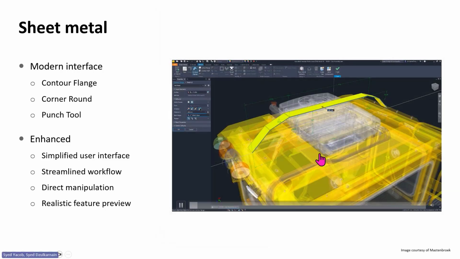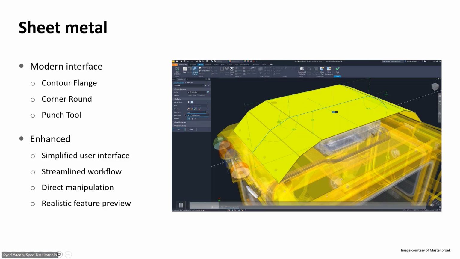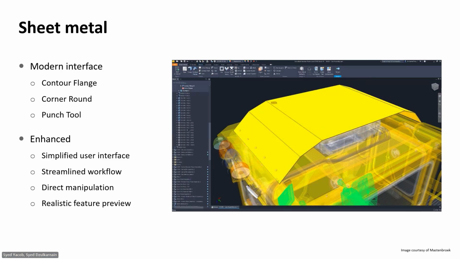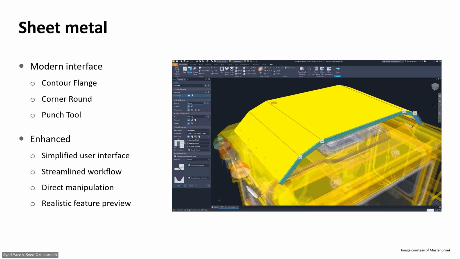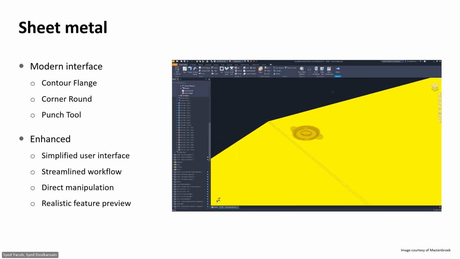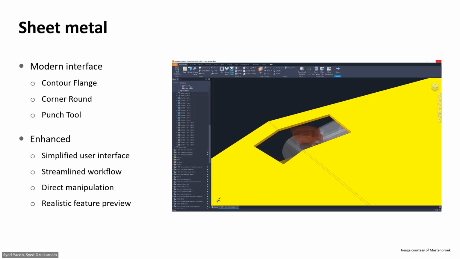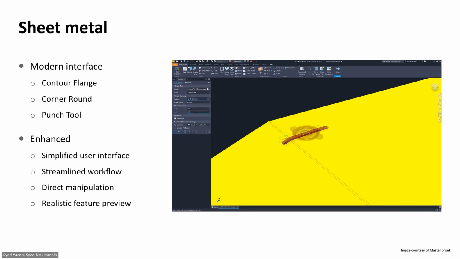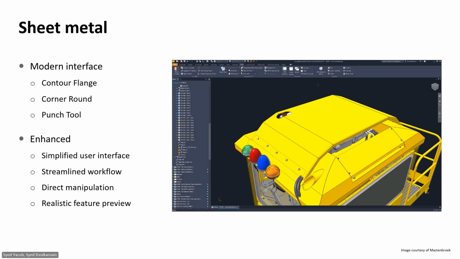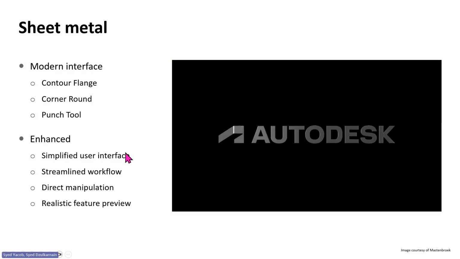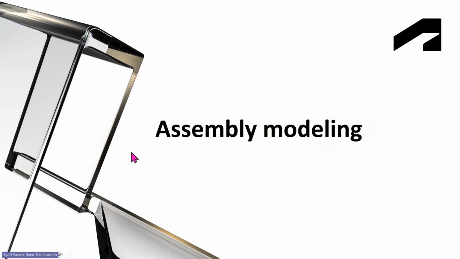Okay, so let the video explain itself. So that's on sheet metal. Next is assembly modeling. Let's see if we have any questions. Nope, looks good.